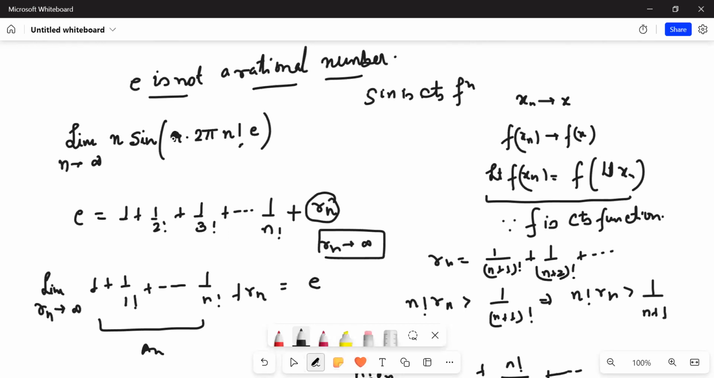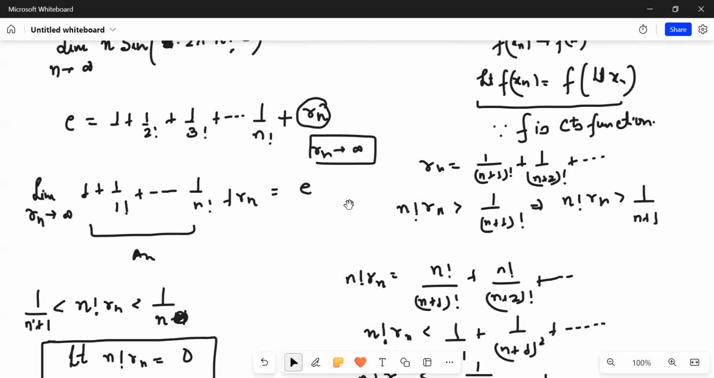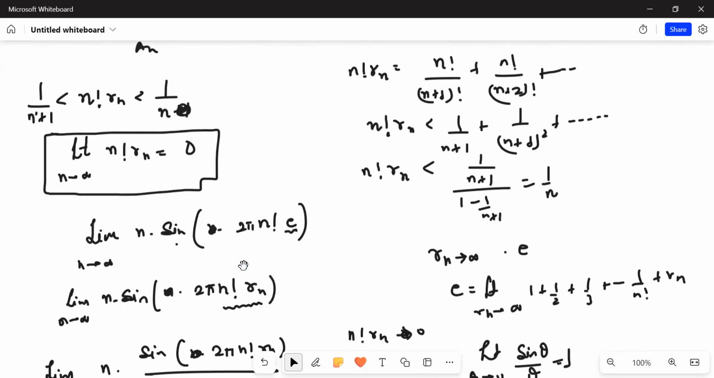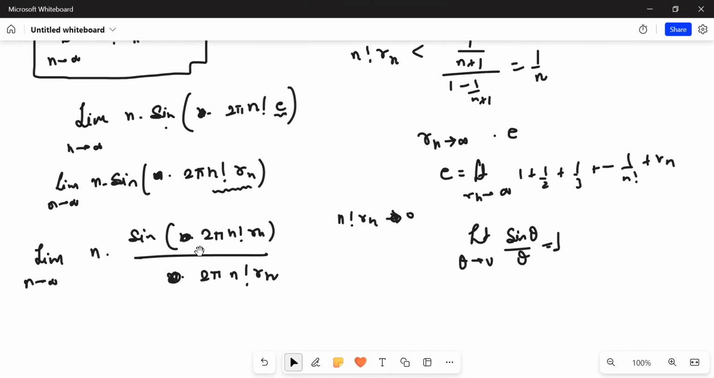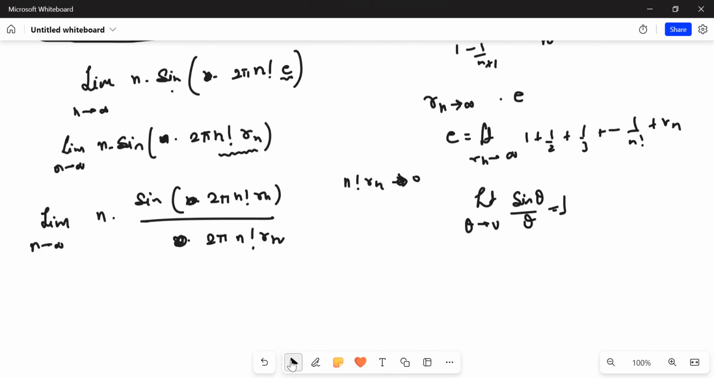Okay, so the question is sine of 2 pi n factorial e. So this n is not here. So n times sine of 2 pi n factorial e. Instead of e, I have written Rn. Rn tending to infinity would give you e. And so seeing this 2 pi n factorial Rn, I'll divide it by 2 pi n factorial Rn and I'll multiply this by 2 pi n factorial Rn.